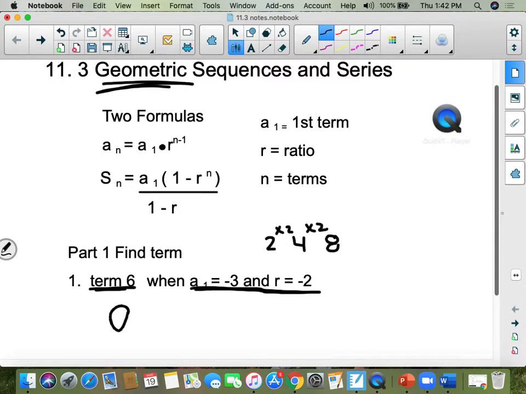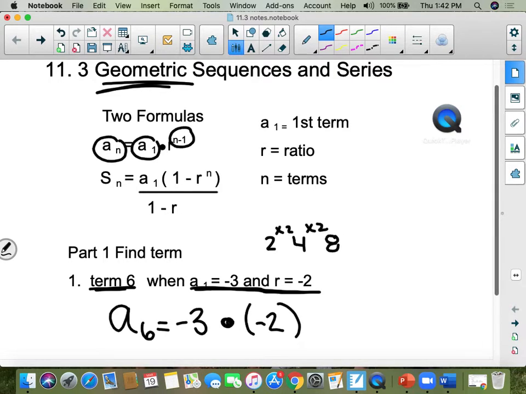Well, it's the same as a little 6. A little 6 is the term that you're trying to find. You still need to know the first term. They give us a first term. It's -3. There's not an addition sign. There's a multiplication sign. There's a -2. You need to put that in parentheses, raised to the number -1 over here. Well, the number over here is 6, so you're going to raise it to 1 less than that, the 5th.